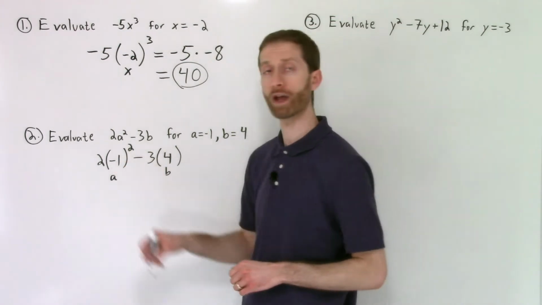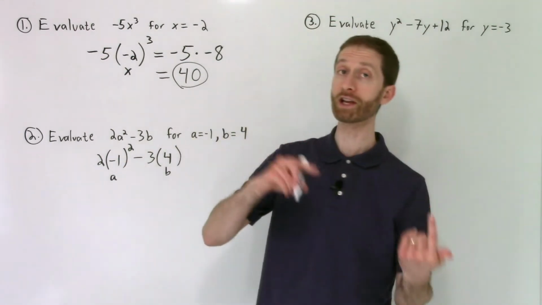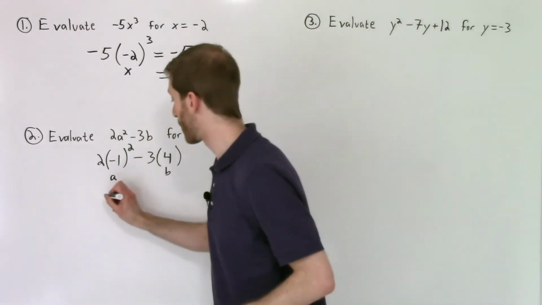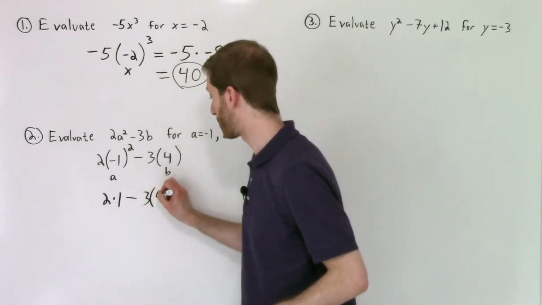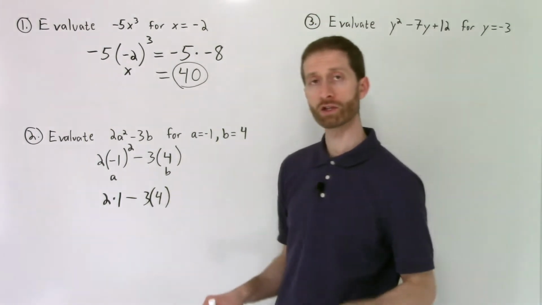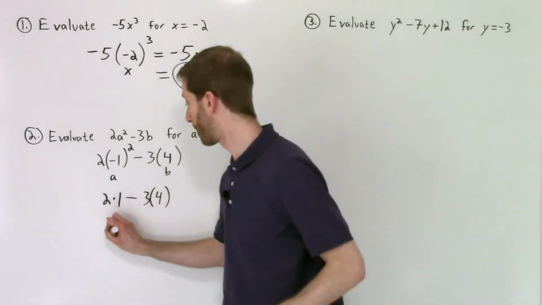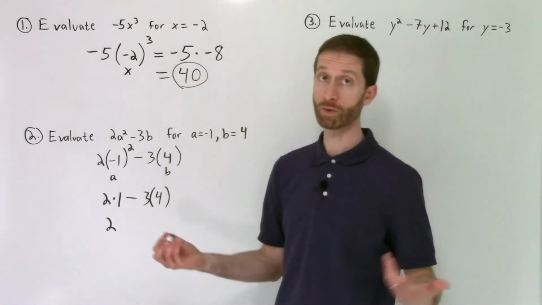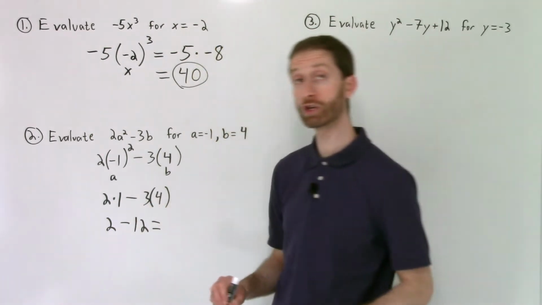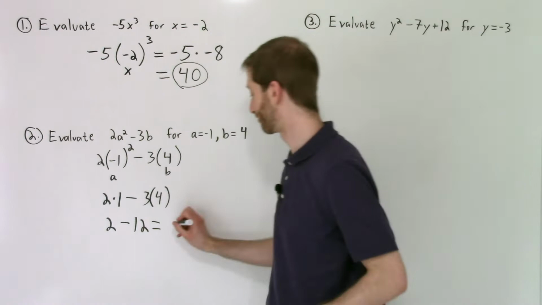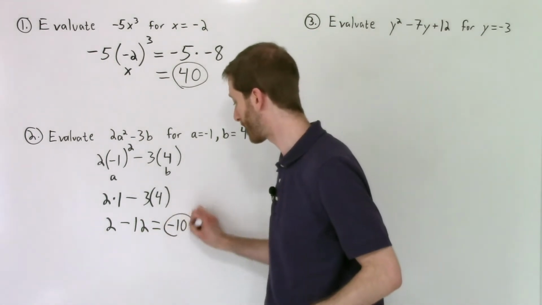Here we're going to square -1 first. -1 times -1 is 1. So we get 2 times 1 minus 3 times 4. Well, we'll do our multiplication. 2 times 1 is 2. 3 times 4, might as well do this at the same time, is 12. And 2 minus 12 is -10. And there we have our answer.